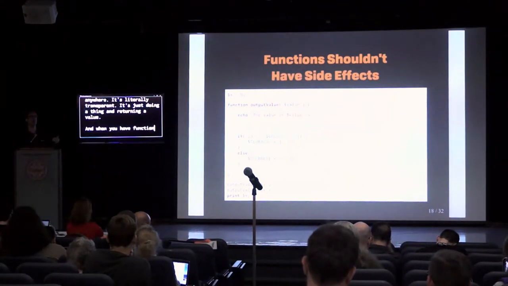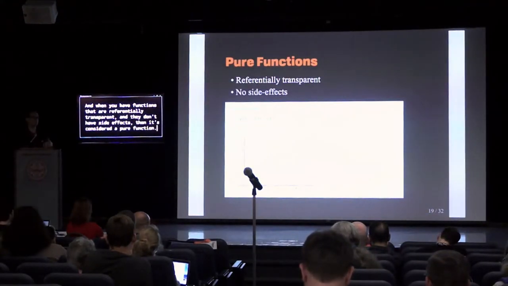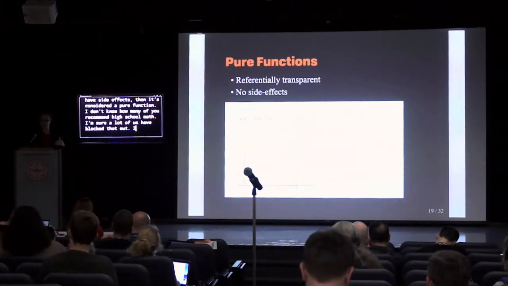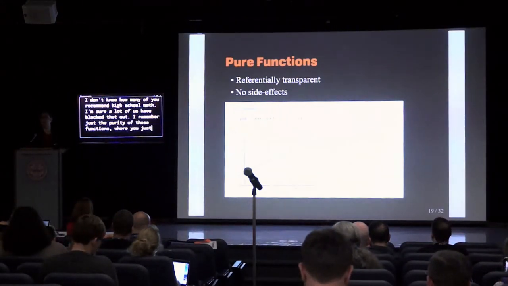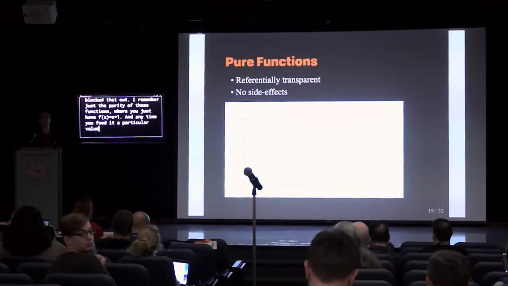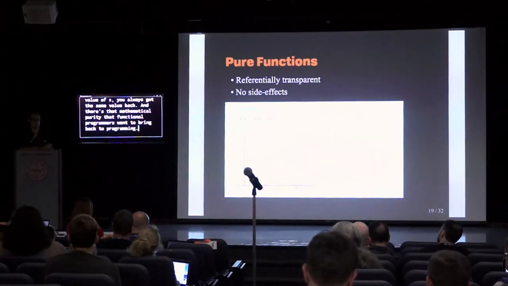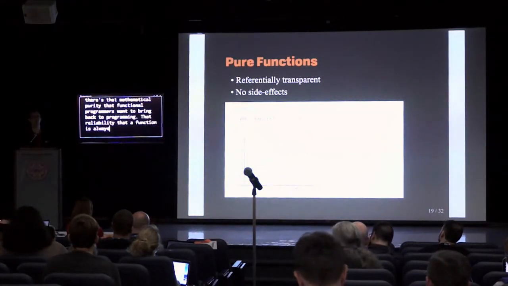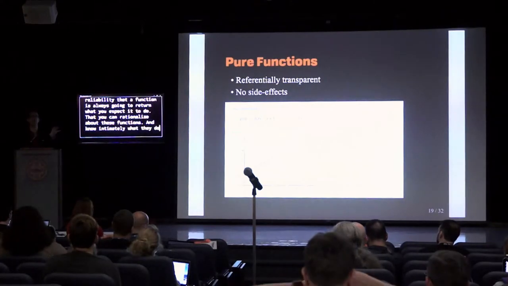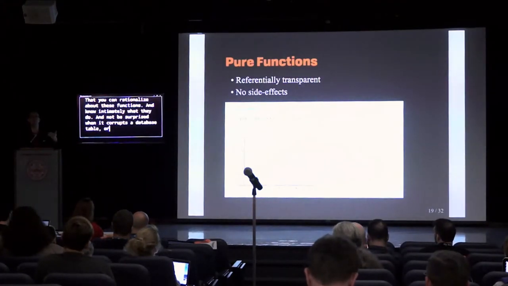And when you have functions that are referentially transparent and don't have side effects, then it's considered a pure function. I don't know how many of you remember high school math. I'm sure a lot of us have blocked that out. I remember just the purity of these functions where you just have f(x) equals x plus 1. And anytime you feed it a particular value of x, you always got the same value back. And there's that mathematical purity that functional programmers want to bring back to programming. That reliability that a function is always going to return what you expect it to do. That you can rationalize about these functions and know intimately what they do. And not be surprised when it corrupts a database table or does something completely unexpected.